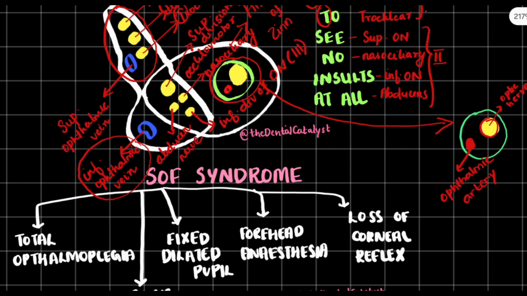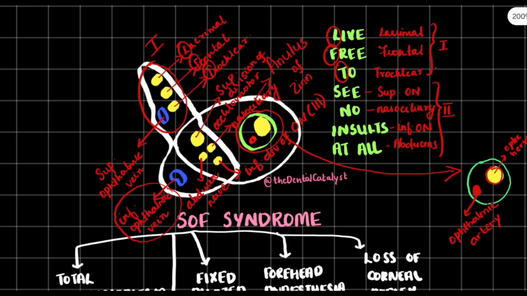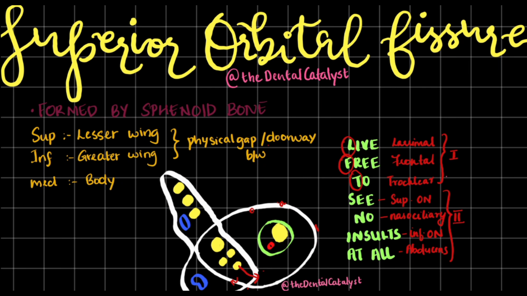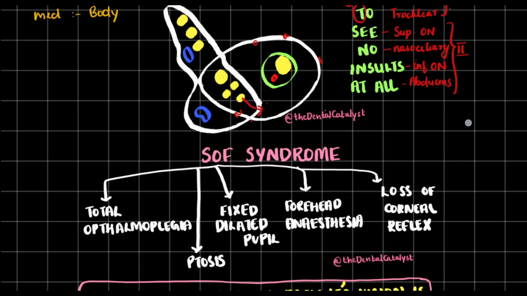So practice drawing this twice on a blank sheet of paper and you will never mix up these structures again. Now moving on. We all know that anatomy papers basically love clinical correlation. So if you get a 10-mark question on this fissure, the second half of your paper will ask you to discuss the superior orbital fissure syndrome, that is the SOF syndrome, which I am going to discuss in the next part of this video.